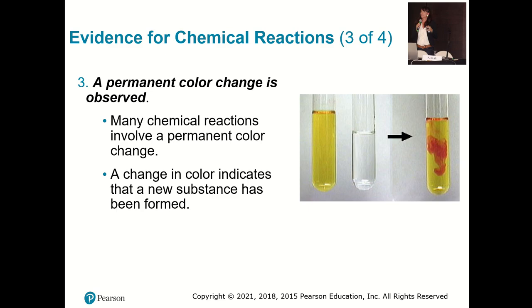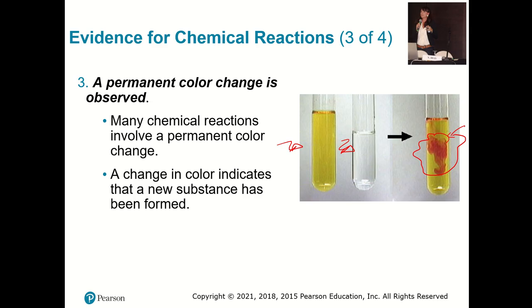A permanent color change is observed. Many chemical reactions involve a permanent color change. You can see here we have a yellow substance and a colorless substance. When they are together, they form a different color, like a red color here. And if it's permanent, that is evidence that we have a chemical reaction happening.